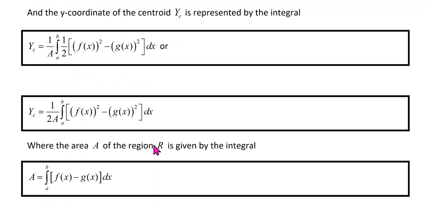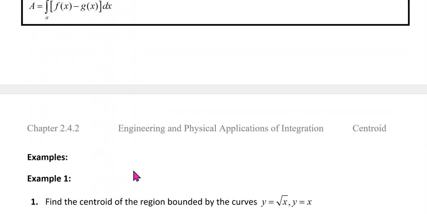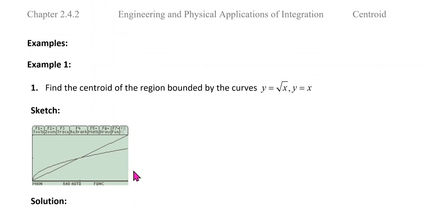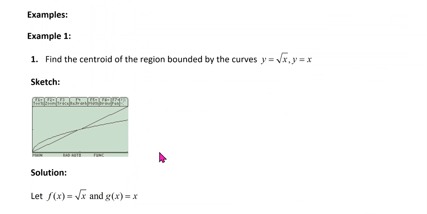Now here, in this case, the area of the region is basically the integral from a to b of f of x minus g of x. So let's look at an example. We are asked to find the centroid of the region bounded by the curve y equals the square root of x, which is this, and then y equals x, which is the straight line here. So we're looking at this region. Okay, we want to find the centroid.